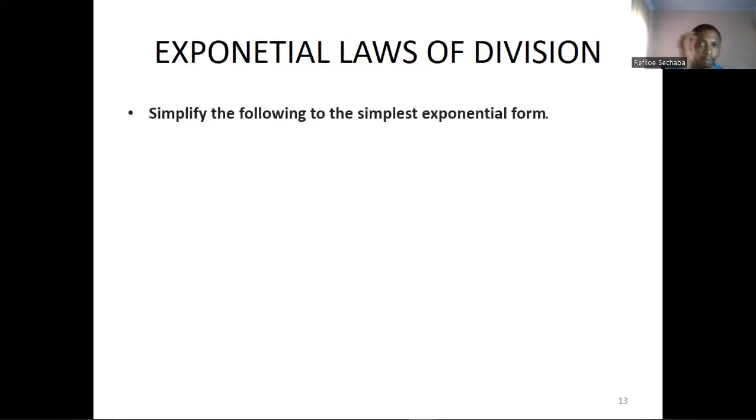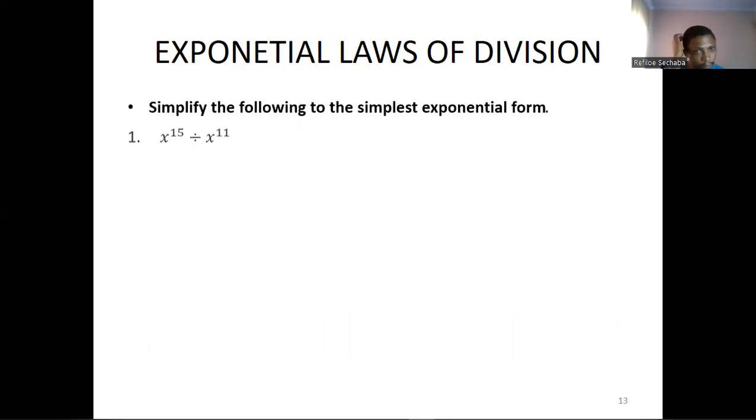Now, let's try and simplify this. Remember, when you divide same bases, you will simply take the numerator exponent minus the denominator exponent. The first factor here will be x to the exponent of 15. The second one will be x to the exponent of 11. So we'll simply say the first factor is the numerator, the second one is the denominator. So you will simply take 15 minus 11, which is your exponent, but you keep the base. You just take the numerator exponent minus the denominator exponent. 15 minus 11 will simply give you 4.